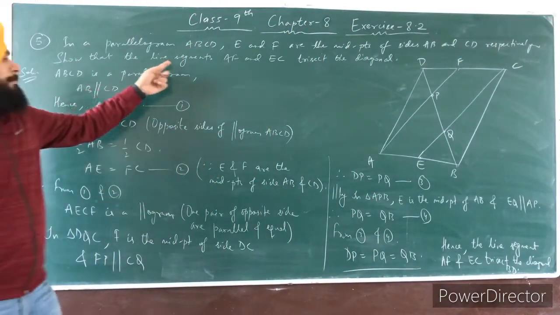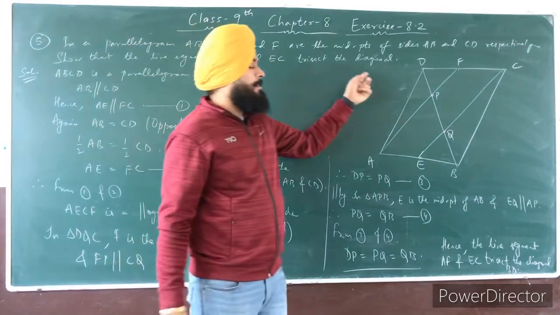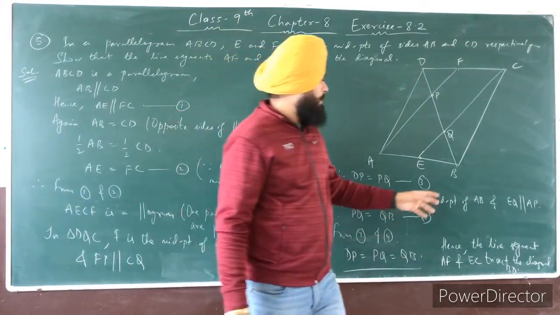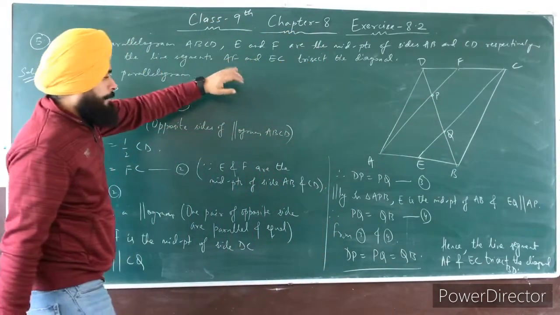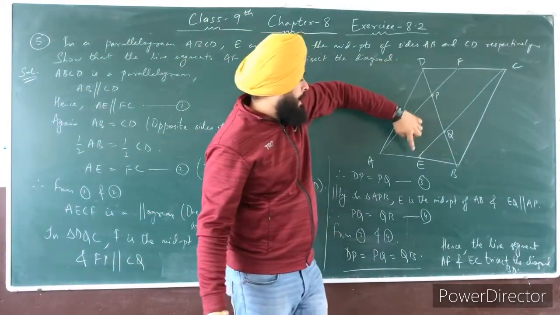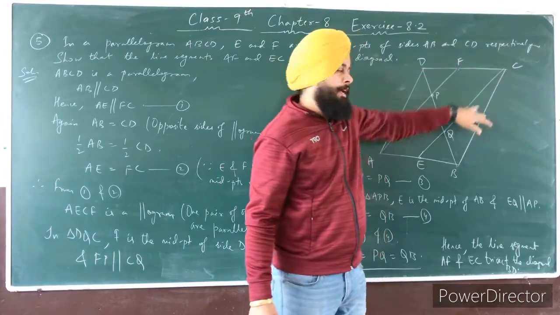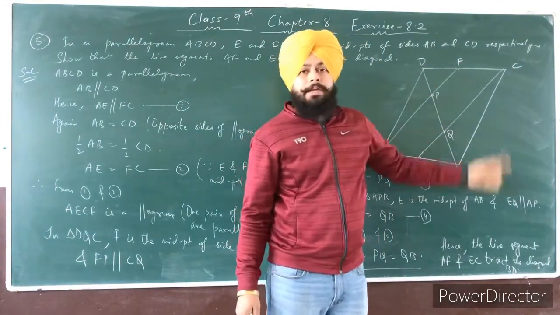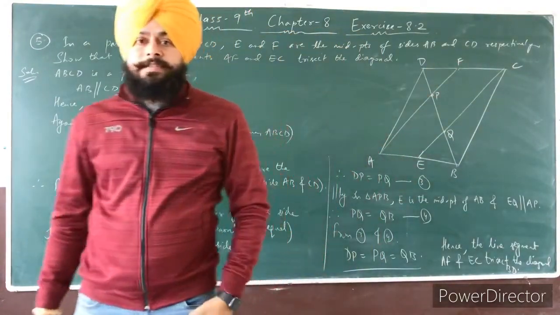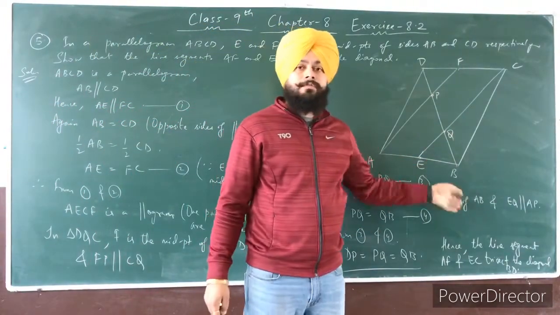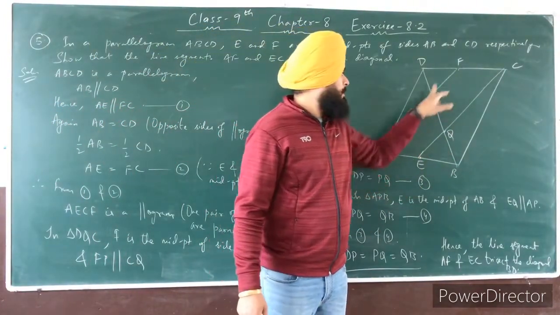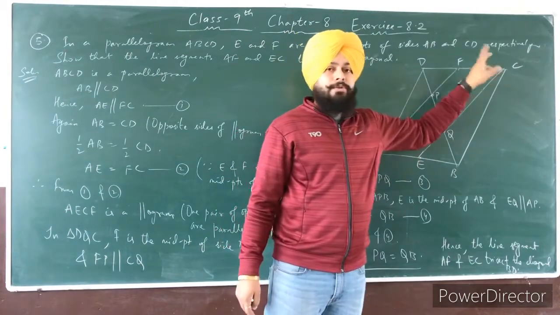Show that the line segments AF and EC trisect the diagonal BD. You can see here the line segments AF and EC. So what is the meaning of trisect? Trisect means three equal parts. This BD is the diagonal of this parallelogram, so the line segments AF and EC trisect the diagonal.